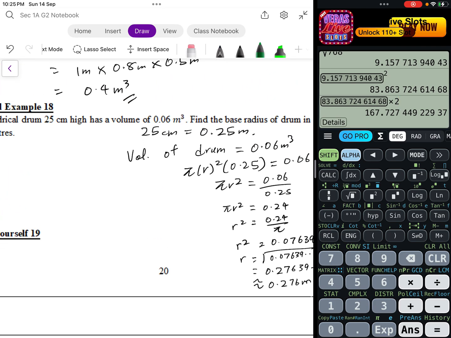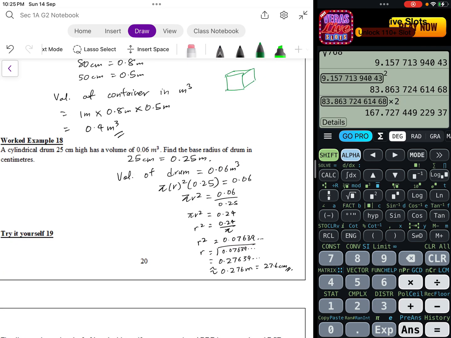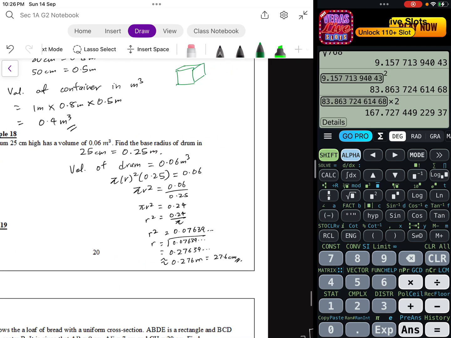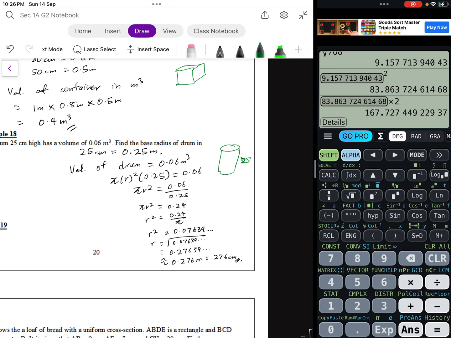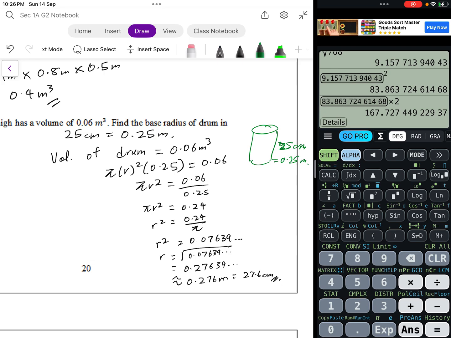Okay, very simple. Now they say a cylindrical drum 25 cm high has a volume of 0.06 meter cube. Find the base radius of the drum. So this is where we have to work backwards a bit. First off, I convert the height of the drum, 25 cm, to 0.25 meter. Now your volume is 0.06 meter cube.